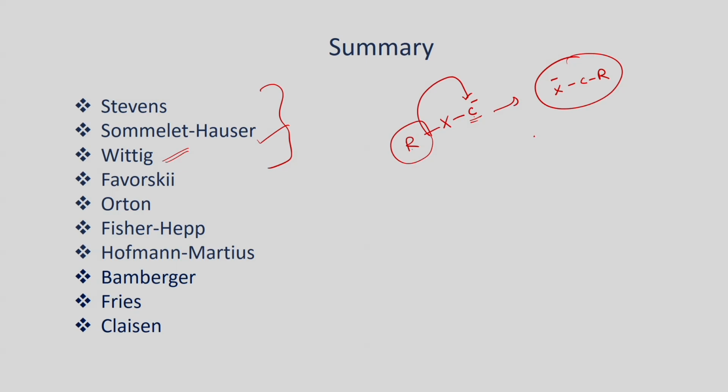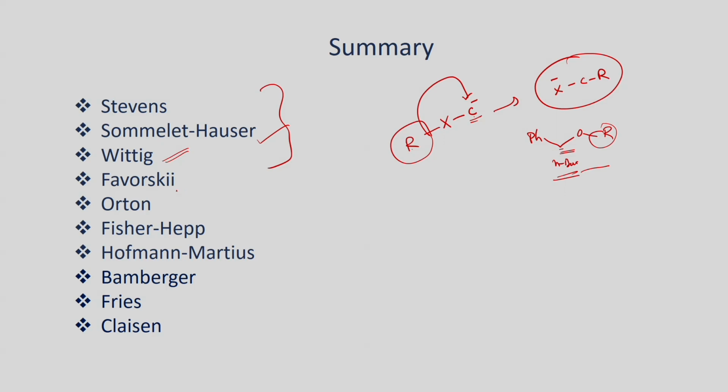If you have a benzyl or allyl ether, in the presence of a strong base like n-butyllithium, you can deprotonate it, then this R group can migrate here, and you will be able to make a benzyl alcohol. For example, if you have a benzyl ether, you will be able to make a substituted benzyl alcohol as the product. This Wittig rearrangement and the Stevens rearrangement usually take place via a radical pair intermediate.